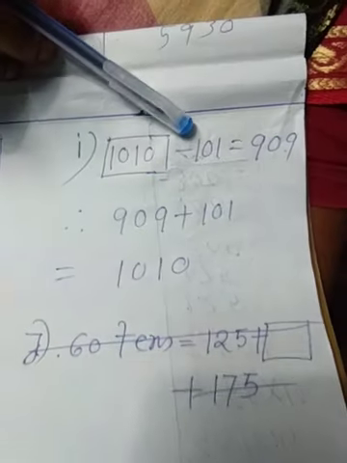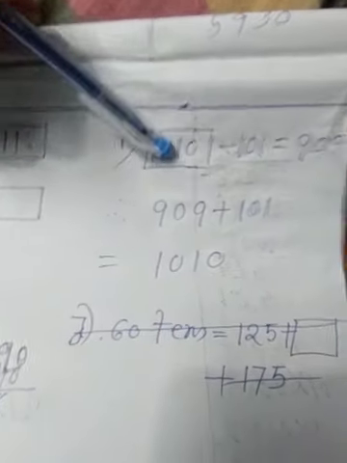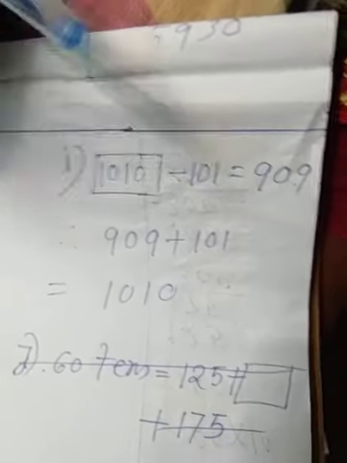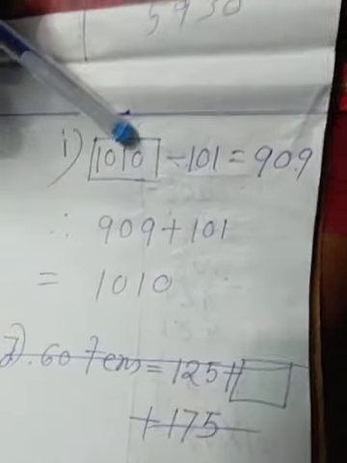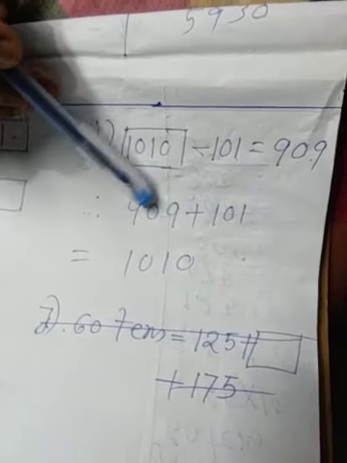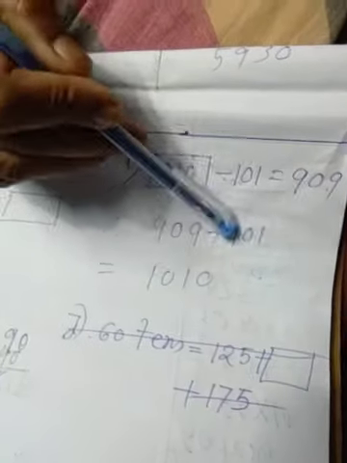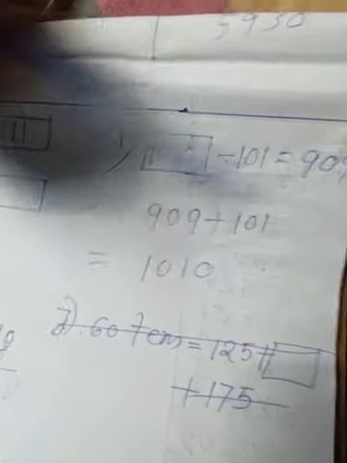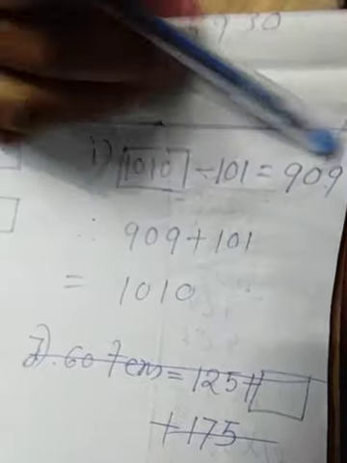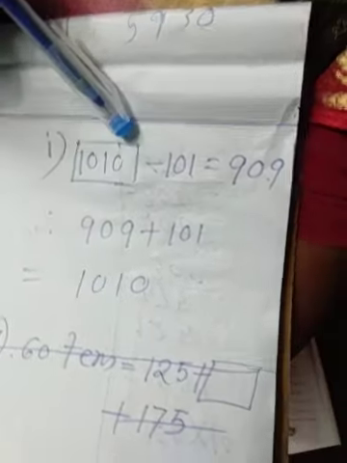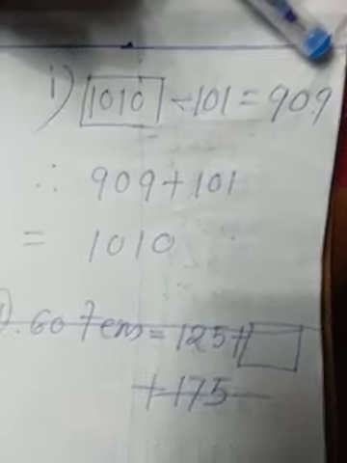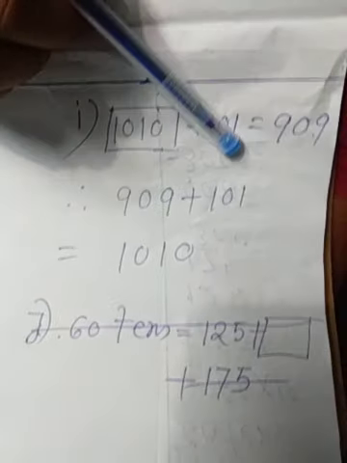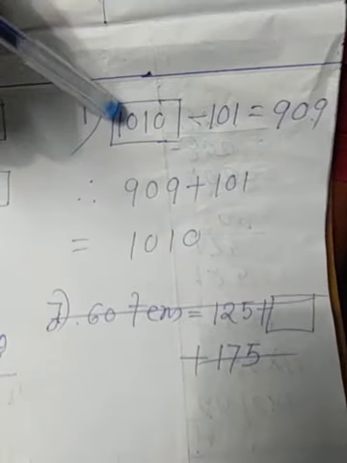I. 1010 minus blank box minus 101, this is the answer. So simply you add 901 plus 101. So 1010 minus 101. You subtract it, and you get 909. So 909. Okay.